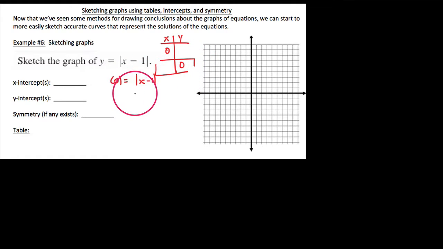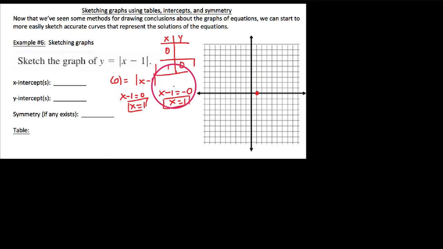Because this is an absolute value equation, remember that we have to rewrite this two different ways. We have x minus 1 equals 0 and x minus 1 equals negative 0, which I understand makes no sense. But because it's set equal to 0, it's not going to affect it very much. In either case, we get x equals 1. But often, we'll get two different answers with absolute value. So our x-intercept is 1. We know that it hits at an x value of 1.